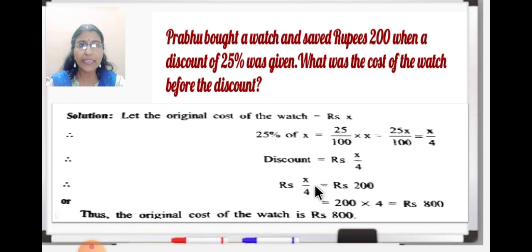Now the next step: after getting a discount of this much only, he could save rupees 200. So the next step will be rupees X upon 4 is equal to the money saved, that is rupees 200. Then what will be the value of X? We will cross multiply: 200 into 4 is rupees 800. So the original cost of the watch is rupees 800.